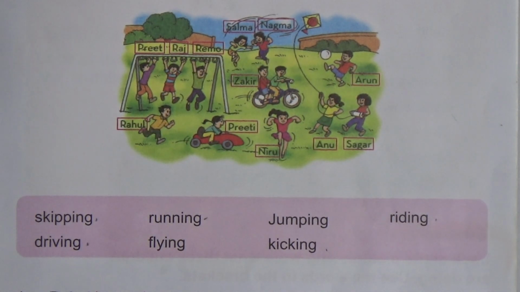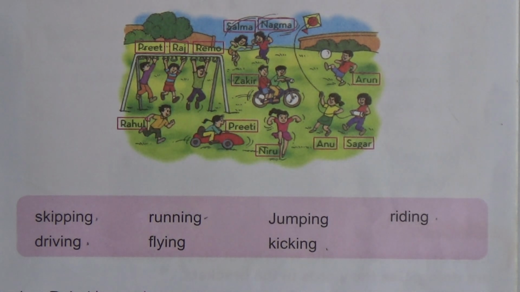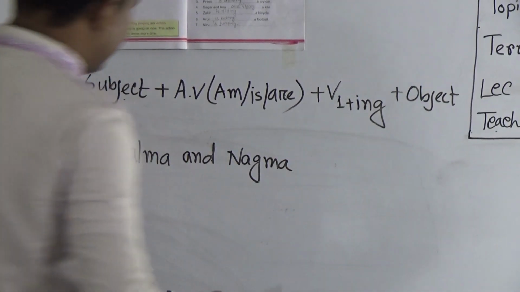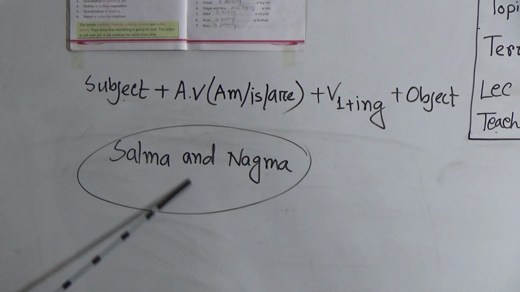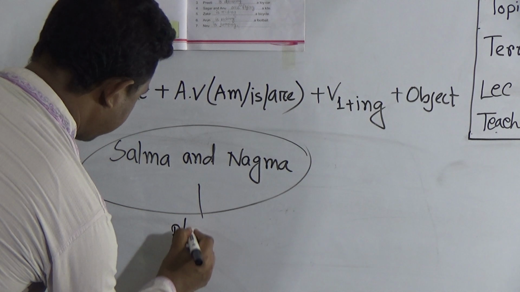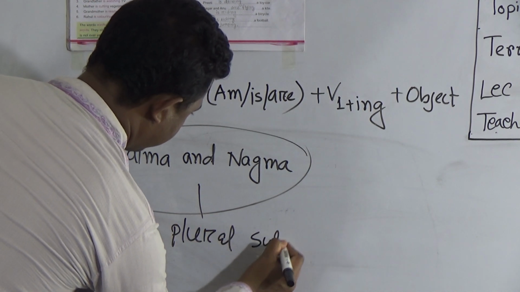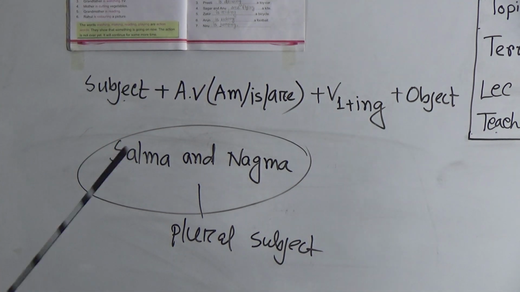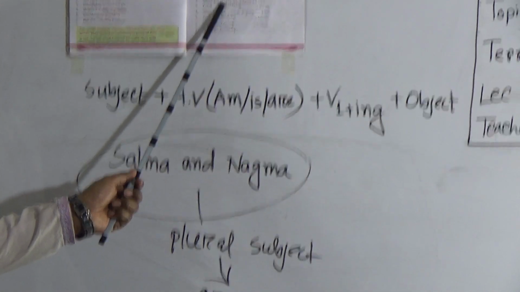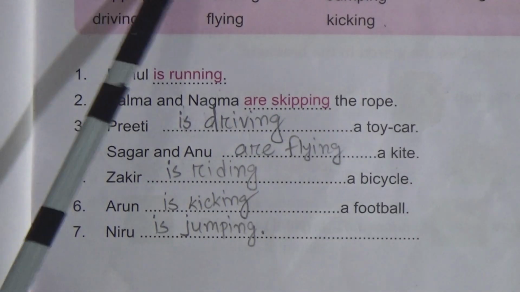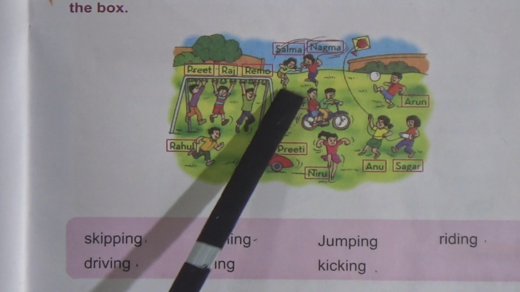Now, number 2, Salma and Nagma. Dear students, you can see that here are 2 persons, 2 girls. So here are 2 girls, that means it's a plural subject. I told you before that for the case of plural subject we have to use are. So we have to use are here. Salma and Nagma are skipping the rope. Where are Salma and Nagma? Here. They are skipping the rope.